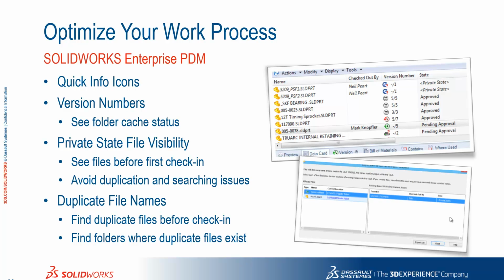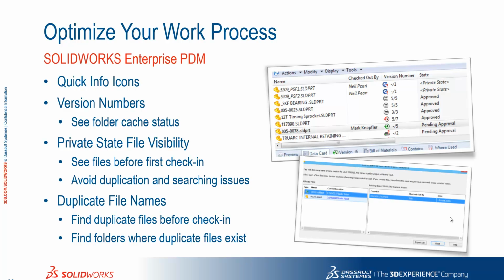Thanks, Alex. So within Enterprise PDM we've seen some updates in the 2015 version. We now have the addition of some quick info icons within the Windows Explorer interface, and you can see an example of those shown over on the right hand side there. They'll give us an indication as to whether our document is the same as the Vault, newer or older than the Vault as well. We've also got a version number column added into Windows Explorer, so we can see the folder cache status of the files that we have.